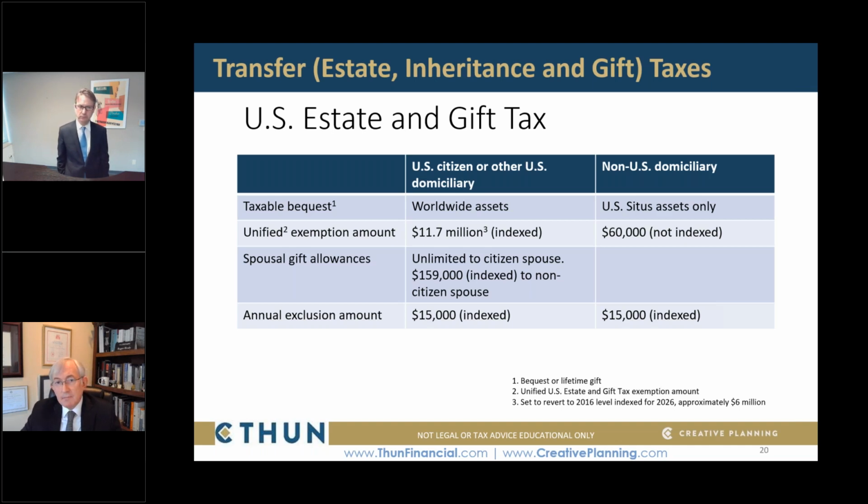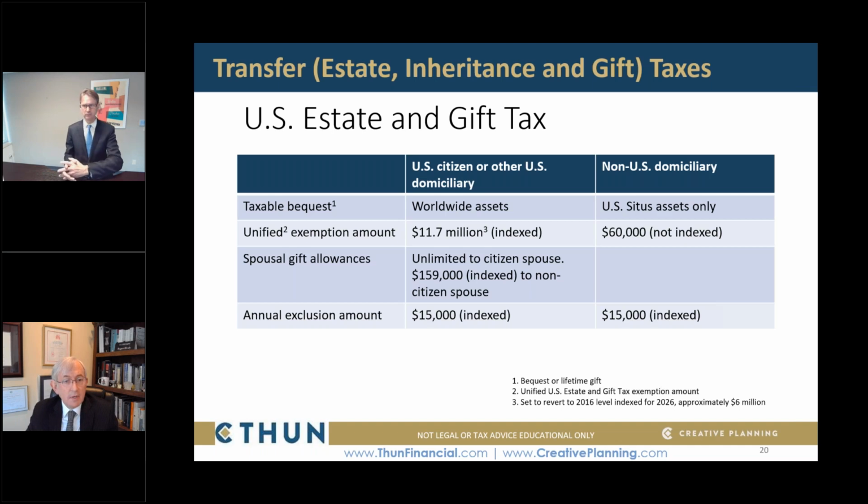Spousal gift allowances. A US citizen has an unlimited allowance to make gifts to their citizen spouse. To their non-citizen spouse, they have an annual $159,000 limit, which, as I say, is annual, so they can keep giving every year.